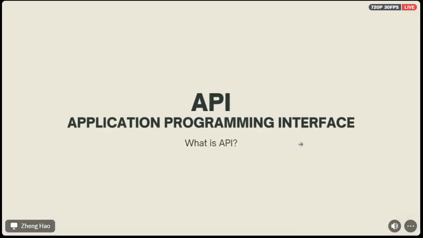API, also known as application programming interface. I believe you have already heard this or seen this type of diagrams everywhere, but what is it actually? So in short, API is just a way for two computers or two software components to communicate.